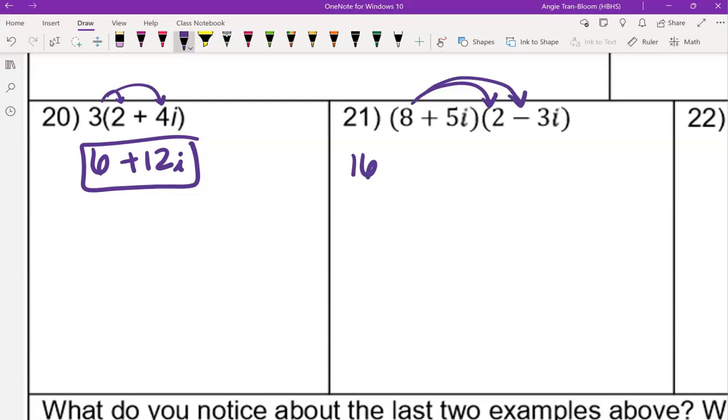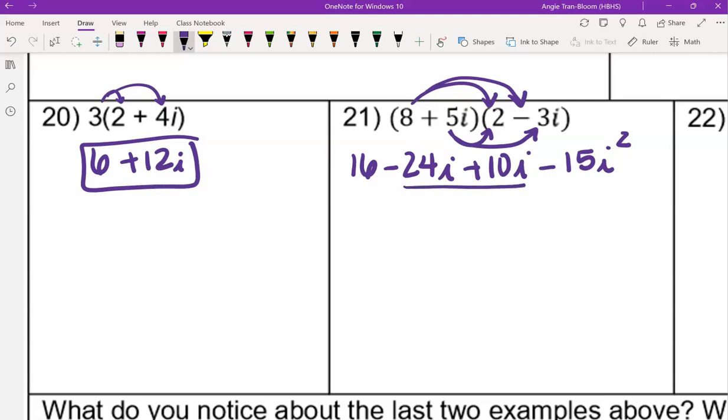8 times negative 3i, negative 24i. 5i times 2, positive 10i. 5i times negative 3i is going to be negative 15, and then it's i squared. Combine like terms, so that's going to say 16, drop that down. Negative 24i plus 10i is negative 14i.